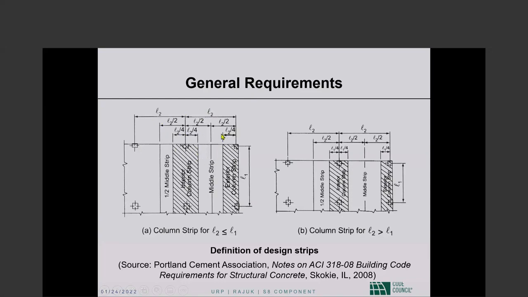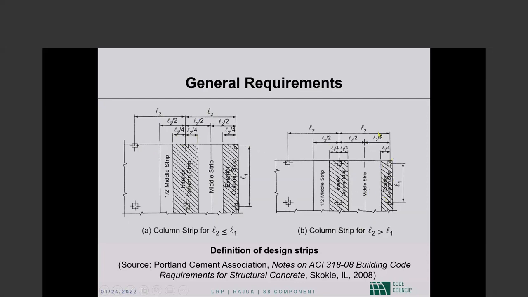Here, the half column strip is L sub 2 over 4. The half column strip here is L sub 2 over 4. So the remaining L sub 2 over 2 is the middle strip. I think you get the idea. Now, if this span were different from that span, if this were L sub 2A and this were L sub 2B, this would be L sub 2A over 4 and this would be L sub 2B over 4. Okay.